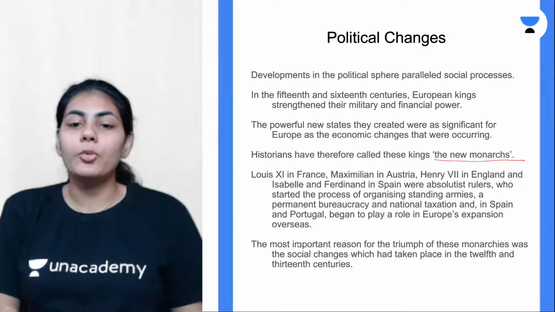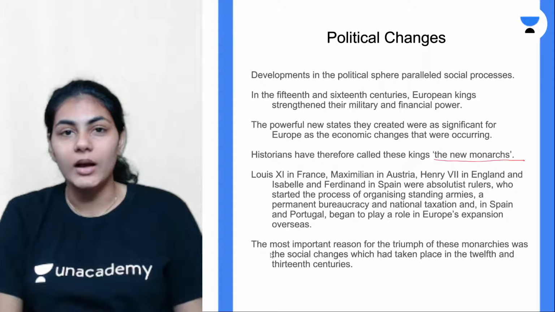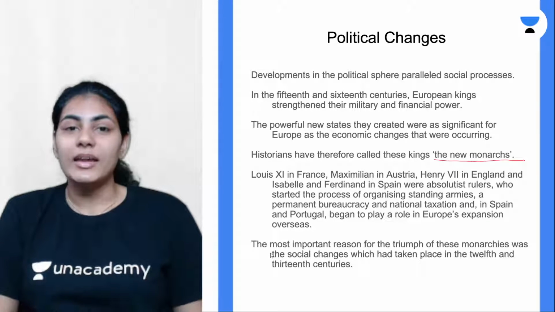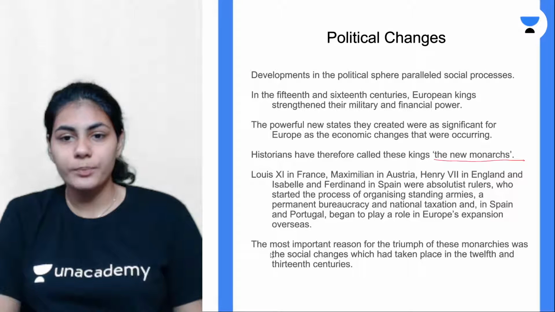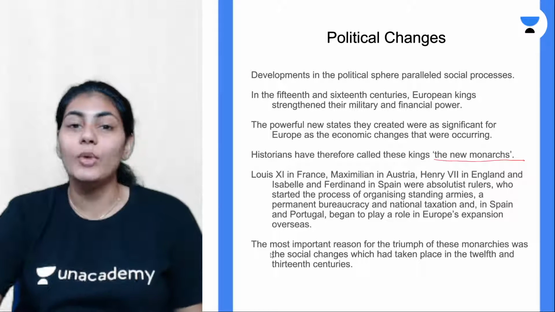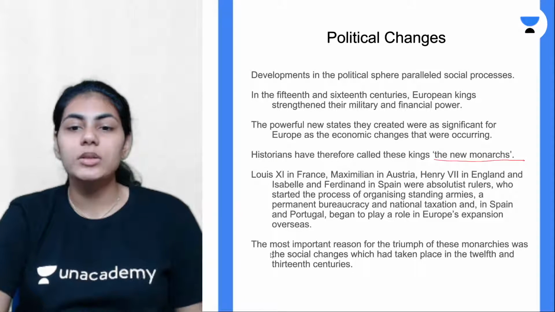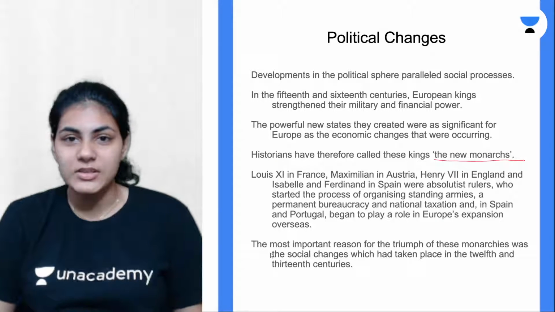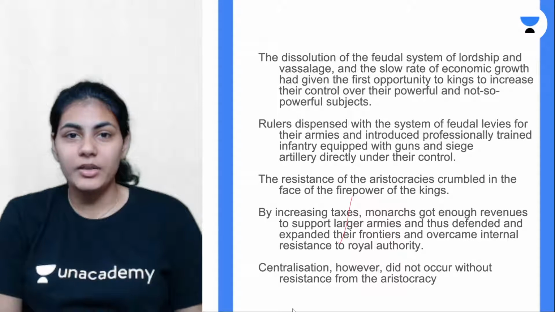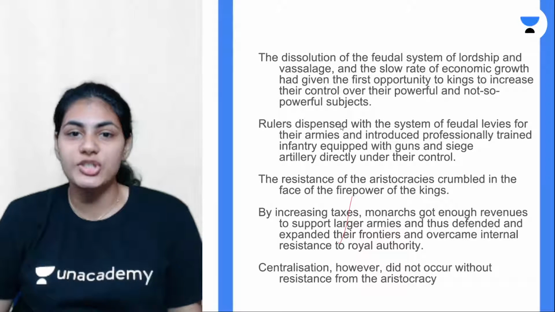So next, the most important reason for the triumph of these monarchies, the reason why these kings or monarchs were becoming successful, can be attributed to the social changes, right? The social changes which had taken place in the 12th and 13th centuries. Because of those social changes, now the political system is reaping benefits. So what actually happened in the 12th and 13th centuries, which is what we call the social changes?